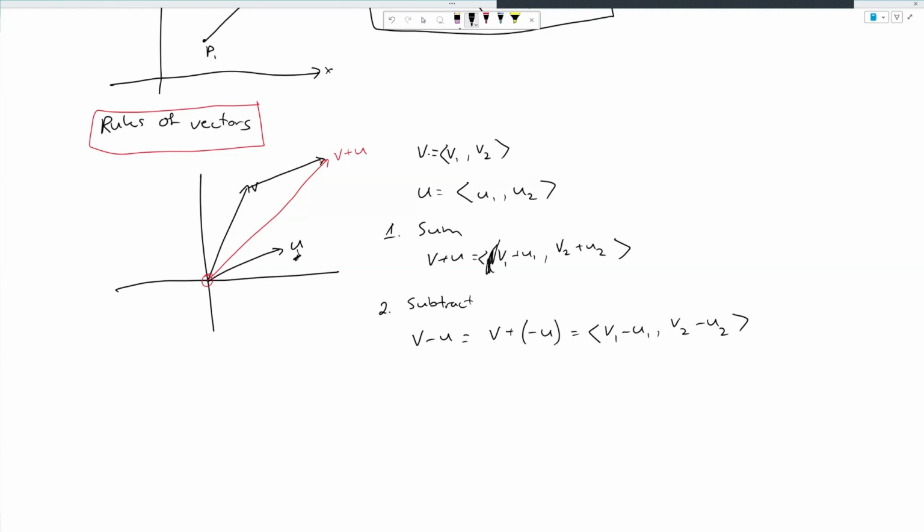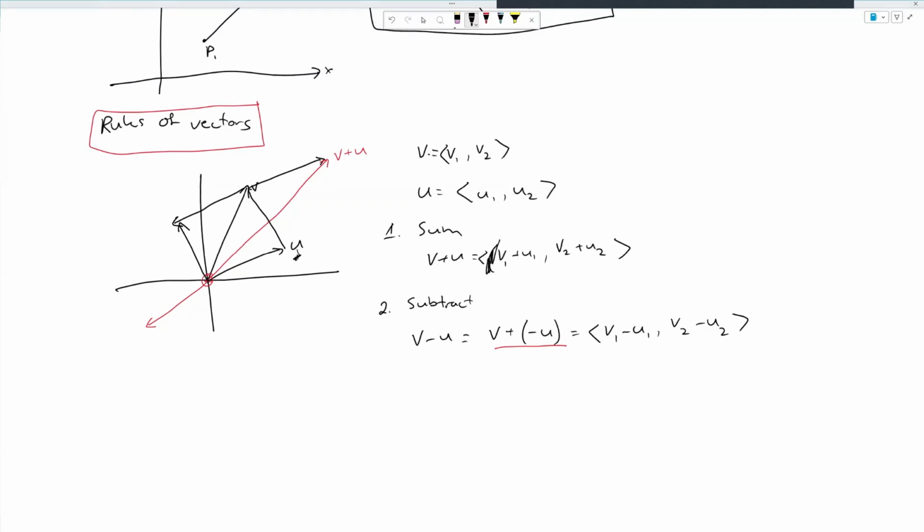Now, if we look at it geometrically, it would be V plus minus U. If we look at what minus U would look like, where U is over here, then minus U would go in the opposite direction, over here. Now we go V minus U, which would be V, and then minus that same vector over here. And then you get a line which looks like that. So this is also equivalent to if you were just to put it over here.